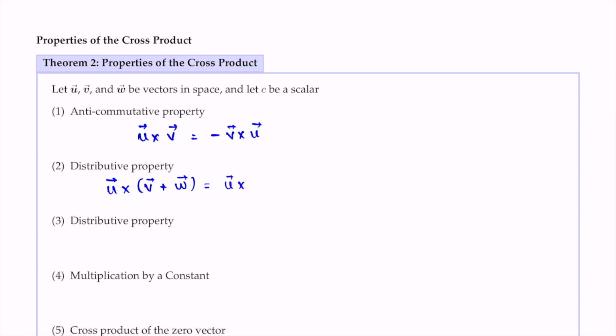So now you get u cross v plus u cross w. When you do the distribution, you can see u is on the left-hand side of the cross product. Here, u is on the left-hand side of the cross product. So I call this the left-hand distribution.